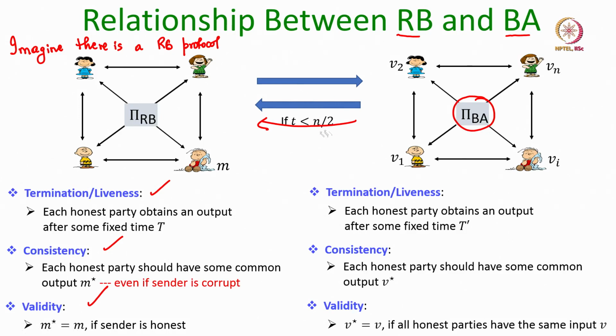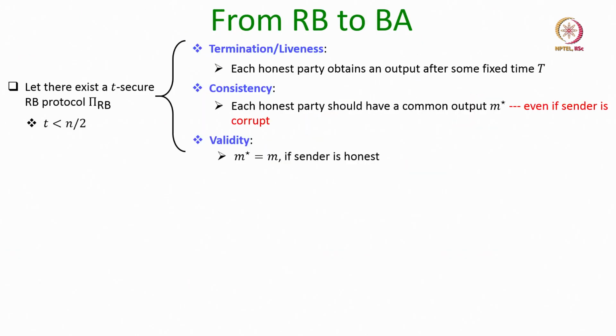This relationship in both the directions holds as long as the number of corruptions in the system is strictly less than n by 2 and the system is synchronous. That means you can go from one problem to another problem and vice versa if the number of corruptions in the system is strictly less than n by 2, and if the system is synchronous. That means given an RB protocol, you can convert it into a BA protocol and vice versa. Let us see how we can obtain a protocol for one task given a protocol for the other task. So, let us see the direction from RB to BA. Imagine you have a T secure RB protocol.